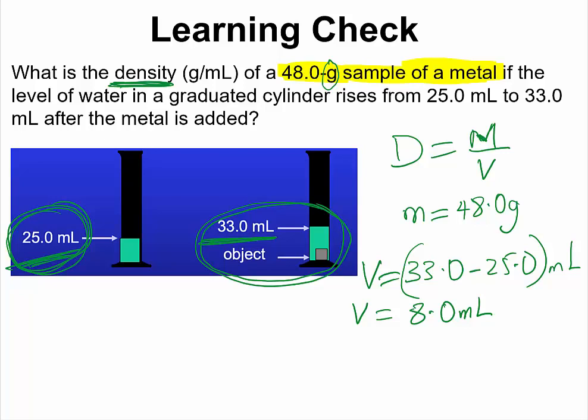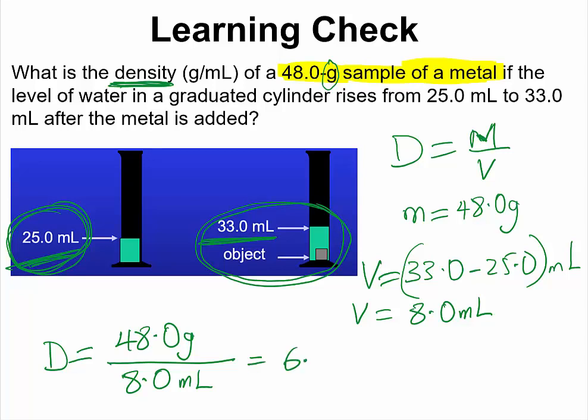So the density of this metal will be equal to 48.0 grams divided by 8.0 milliliter, which should be equal to 6.0, following the rules of division, gram per milliliter. Let us now move on to another question.